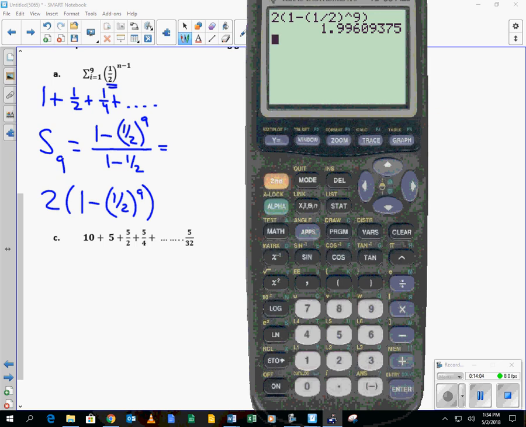But it doesn't seem like it should kind of work out to be a rational number. Well, if we just simply convert it to a fraction, you can see you get 511 over 256.